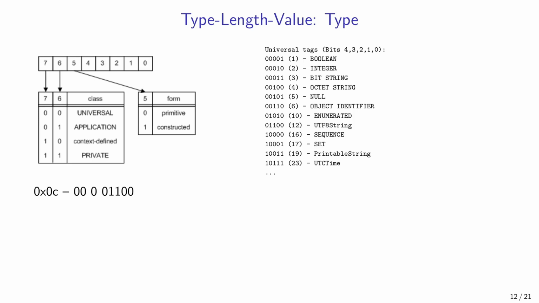Now, we can use this data to dissect this type byte from the example on previous slides. Let's say we have this type byte here with this hex value, which maps to this bit string. We see that these two bits are 00, which maps to universal. This bit is 0, which means primitive data type, and these 5 bits correspond to data type UTF-8 string, because we have 01100 here and 01100 here. Okay?